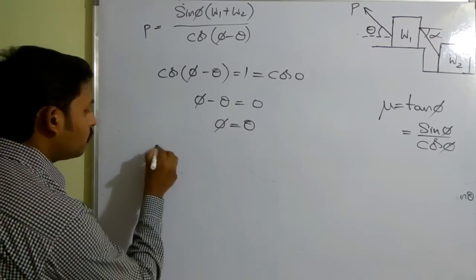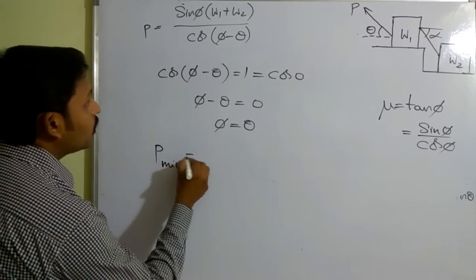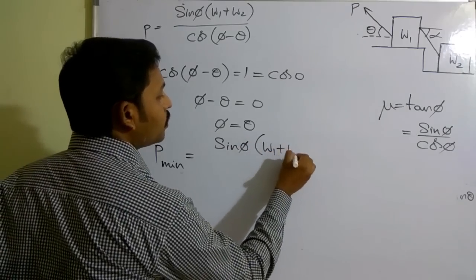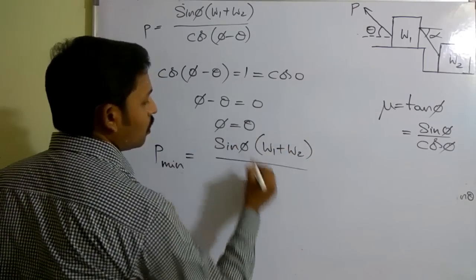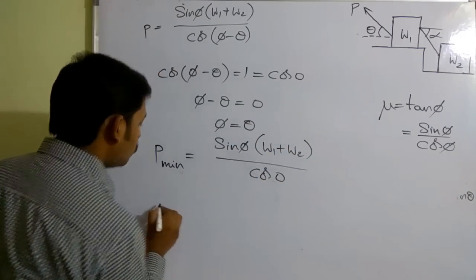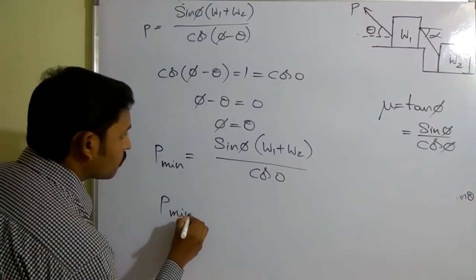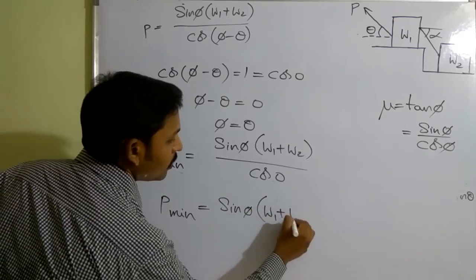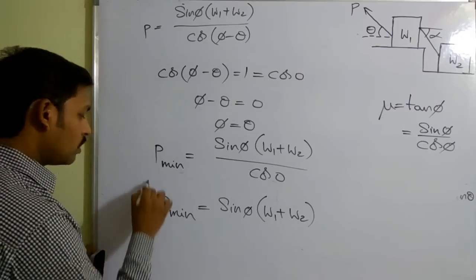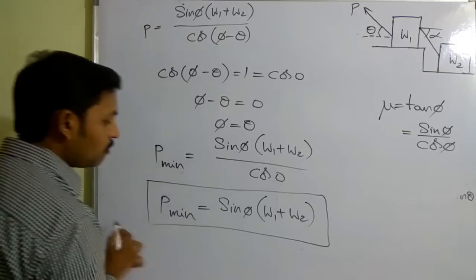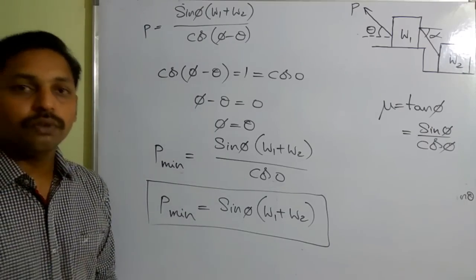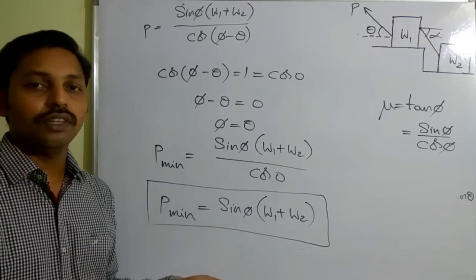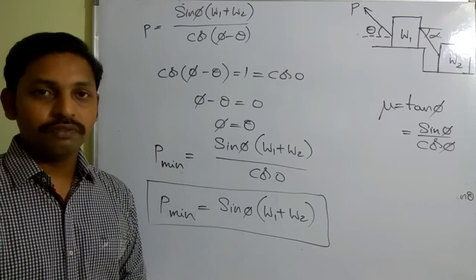So let us find that minimum value. P minimum is equal to sin phi into (W1 plus W2) divided by cos 0, and cos 0 is 1. So this is the minimum value, or the least value, of the force P required. It has been expressed in terms of the angle of friction, phi.